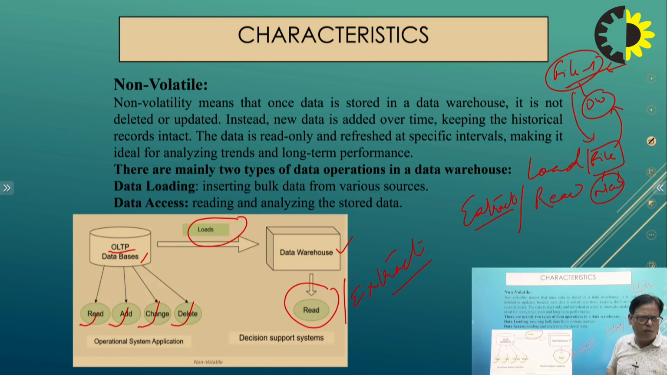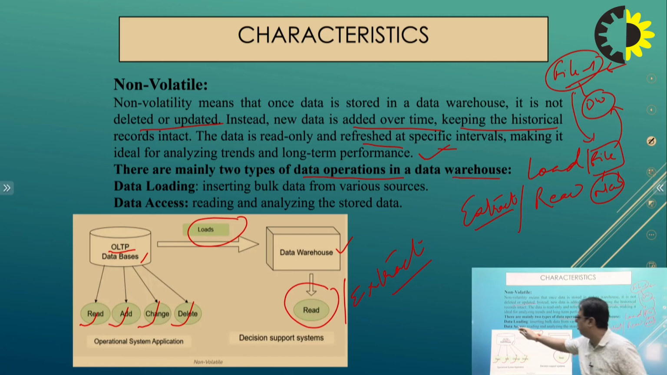Only two operations are performed in a data warehouse: first loading and second extracting the data. So, non-volatile means that once data is stored in the data warehouse, it is not deleted or updated. New data is added over time, keeping the historical records intact. The data is read-only and refreshed at specific intervals, making it ideal for analyzing trends and long-term performance. There are mainly two types of data operations in a data warehouse: data loading and data accessing. So, these are the four characteristics of a data warehouse.